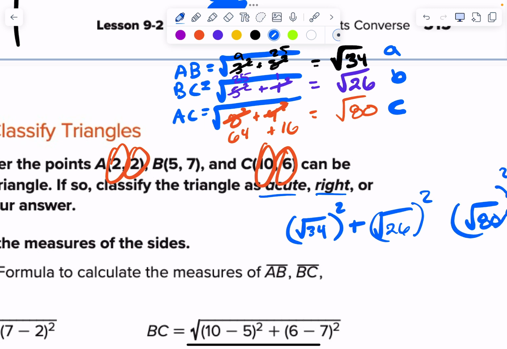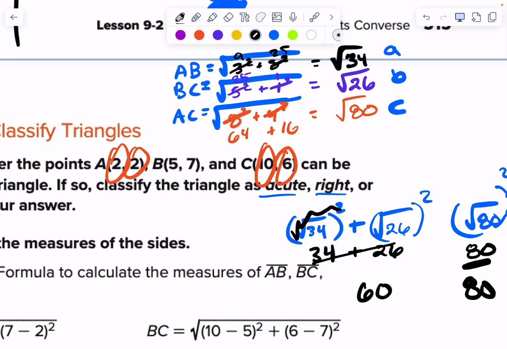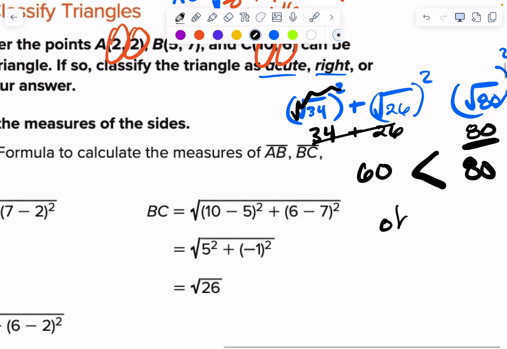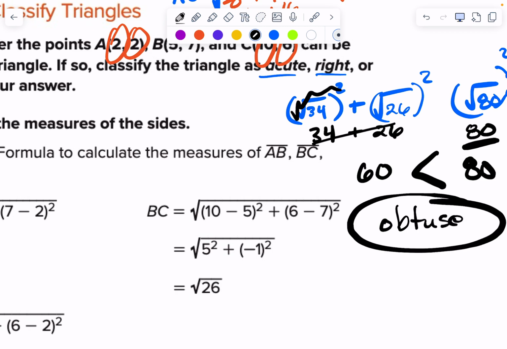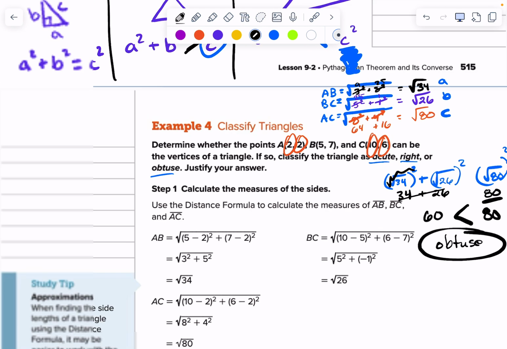Okay, so here's the deal. Sienna just said when you square root and square, they cancel each other out. That's why I don't want you to put them as decimal numbers, right? Okay, so go ahead and do that. This is 34 plus 26 is in what relationship to 80? This guy is how much? 60? Okay, so that means my biggest side is really big, which means obtuse. Do we see how this works? Your biggest side is a really big side. It's an obtuse triangle. Got it?